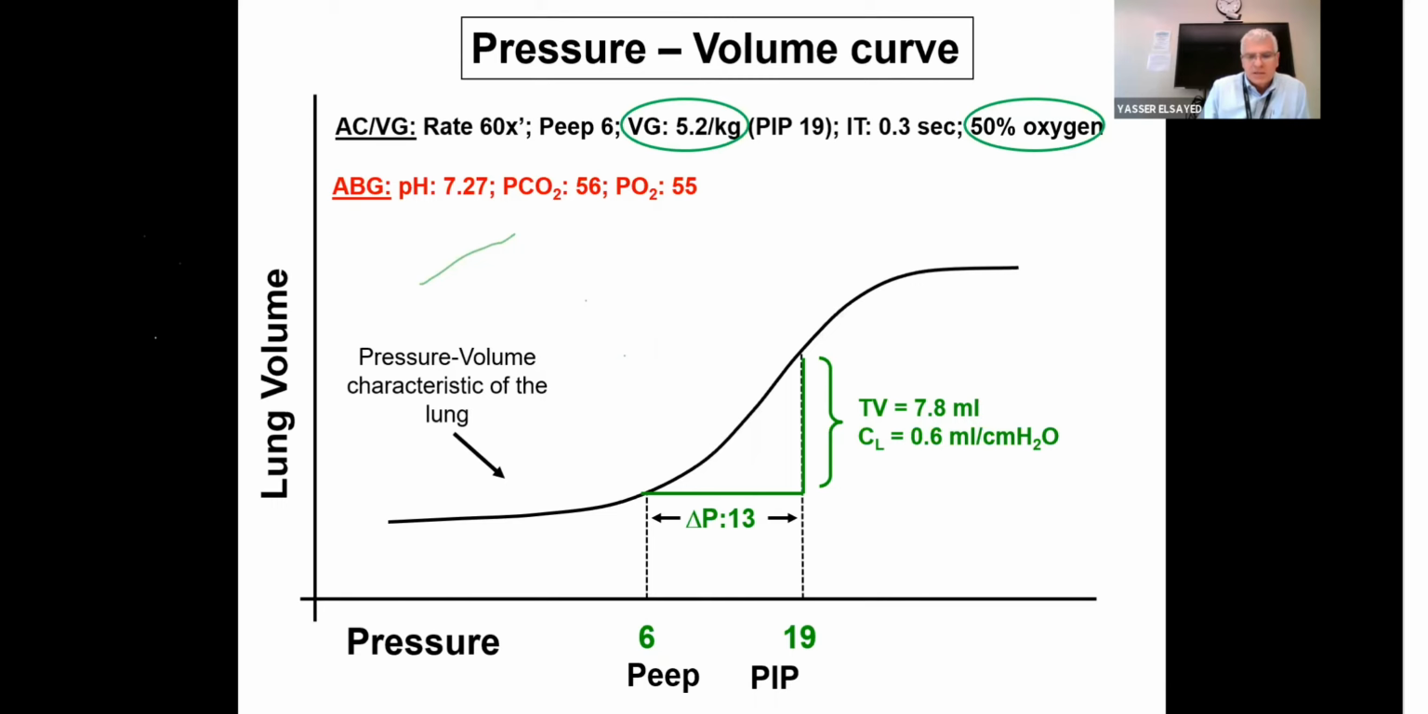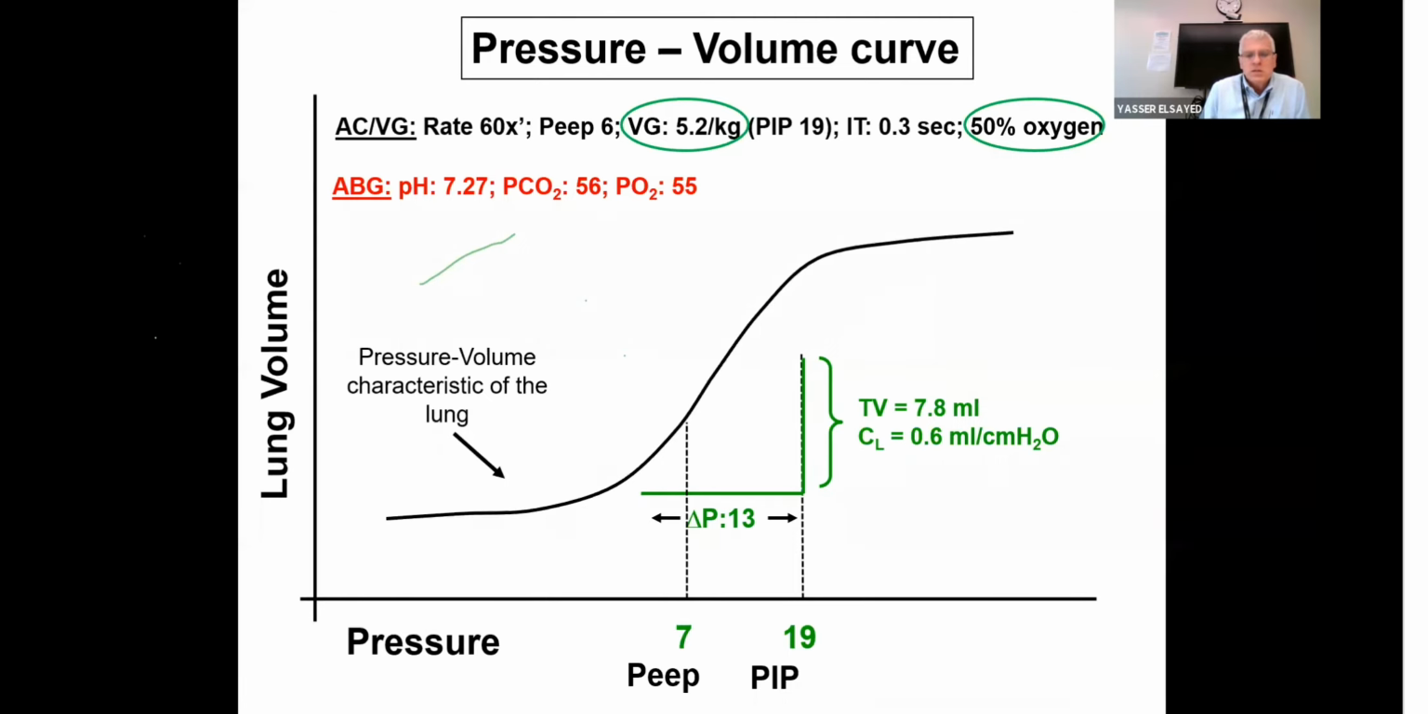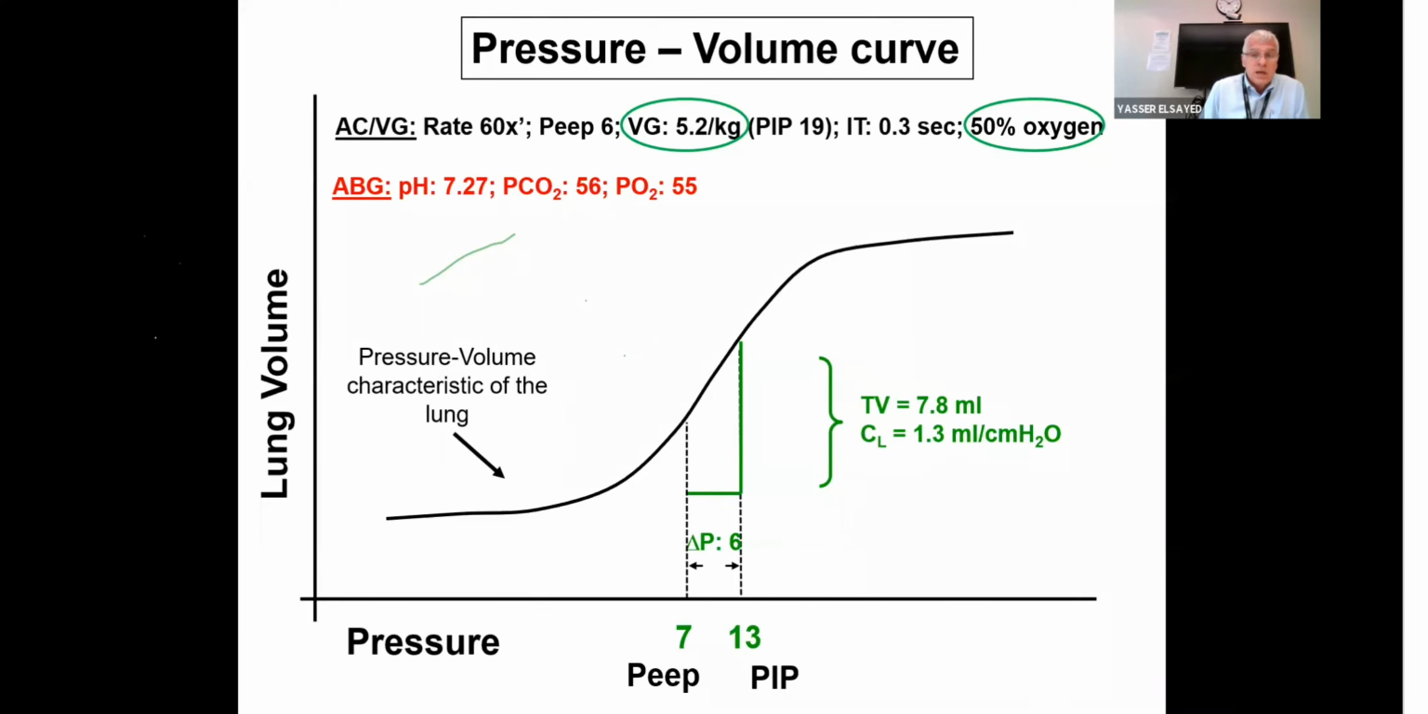Well, unfortunately, you can't answer me. But what you need to do is bring that compliance curve up. You need to improve the lung volume. And the easiest way to do that is by increasing the PEEP. So you increase the PEEP from 6 to 7, you move that curve up. Now, using the same volume but with a PEEP of 7, you're getting a significantly lower PIP to deliver that volume, and your compliance curve was moved significantly up. It's now 1.3 because you're using the same volume, but your delta P is only 6.